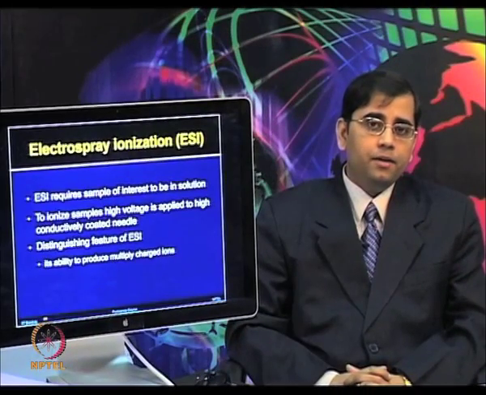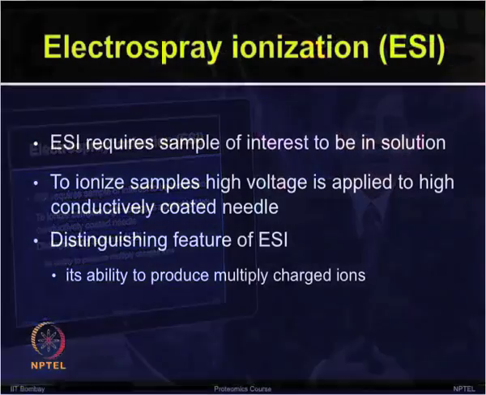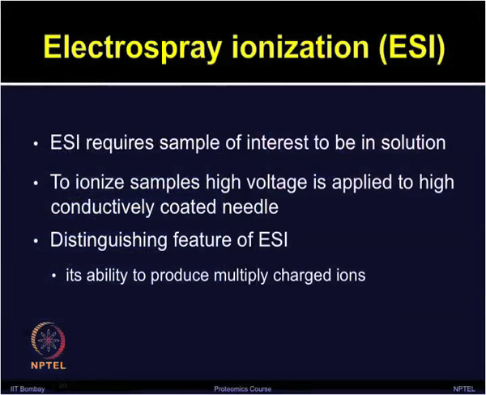So, ESI requires the sample of interest to be in solution. To ionize the samples, high voltage is applied to a highly conductively coated needle. So, this voltage results in the sample becoming charged, either positive or negative. The positive ions are primarily used for the analysis of proteins.